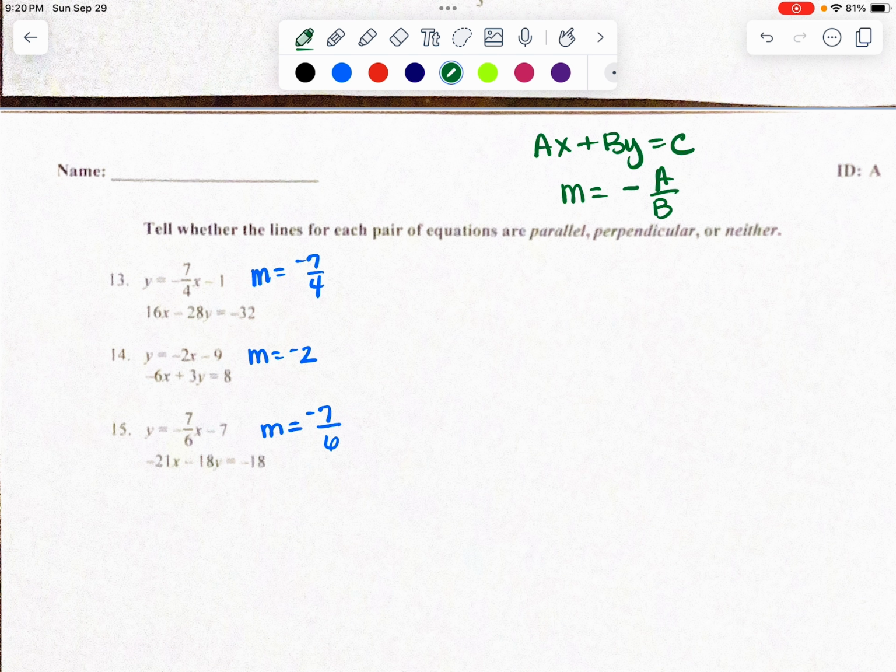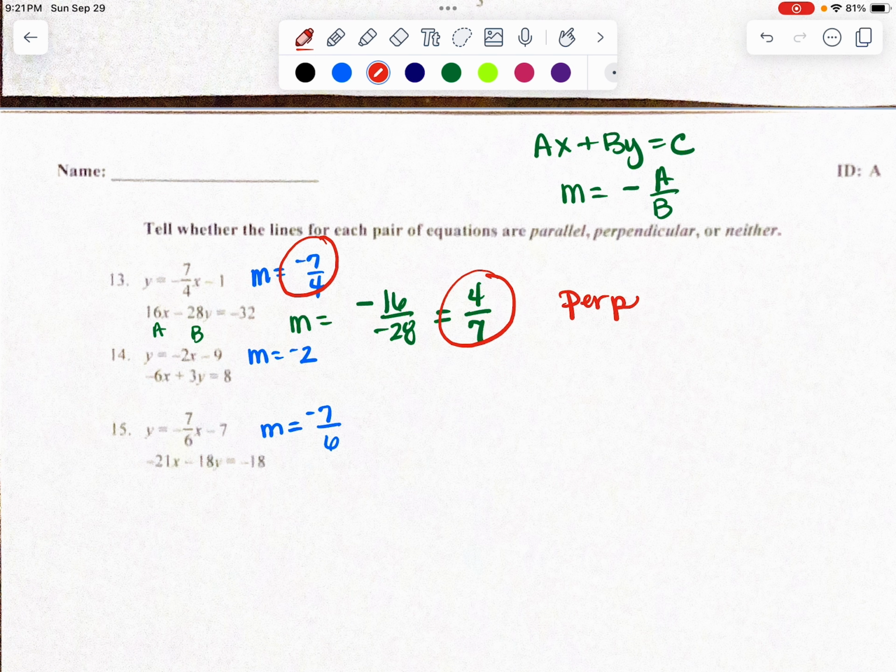So on number 13, since this is the a and this is the b, I know my slope is going to be -16/-28. I do have to reduce that. Negative divided by negative is a positive, and I can divide them both by 4, and you get a positive 4/7. So if I'm comparing those two slopes, they're obviously opposite signs, and they're reciprocals. So these two lines happen to be perpendicular.